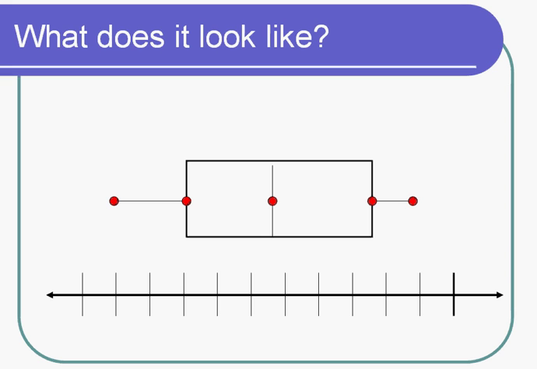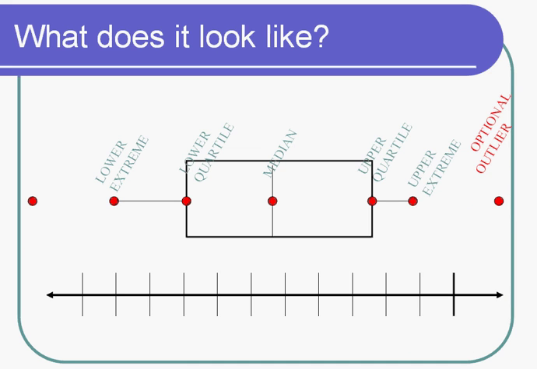This is what a box and whisker plot looks like. Notice there are 5 points from our 5-number summary, and these are plotted above a number line. We have the lower extreme, the median, the upper extreme, lower quartile, and upper quartile. And sometimes we'll have an outlier as well. Not always.